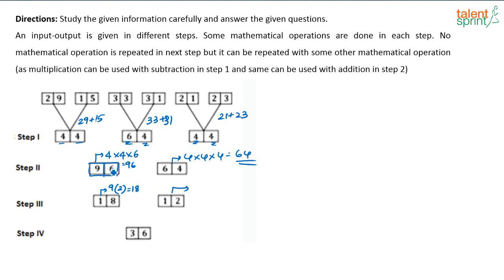Now to get this number, take the next digit here, 6. 6 into, again, the difference between the digits of these numbers is 2. That is 12. Now the last step, the logic used here is, what is 18 minus 12, the whole squared? That is 6 squared, which is 36. That is your last step. So this is the logic for the given set.